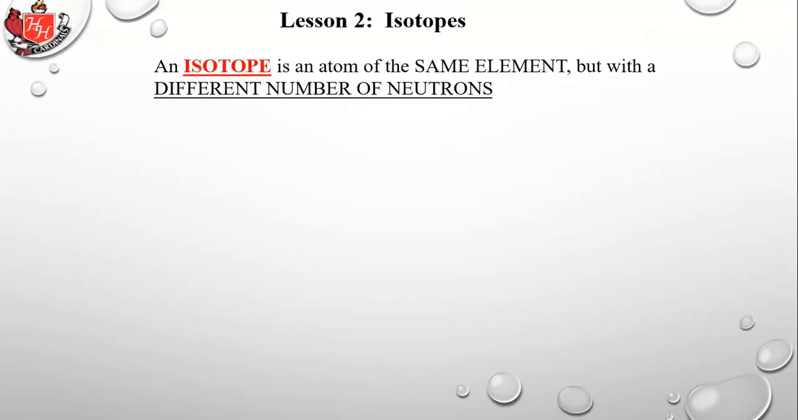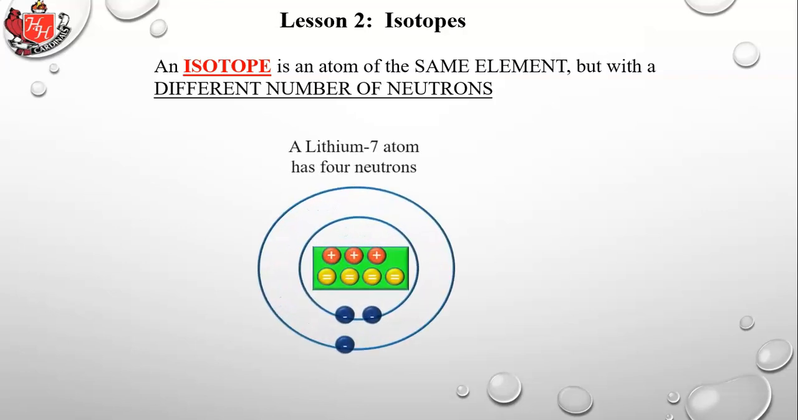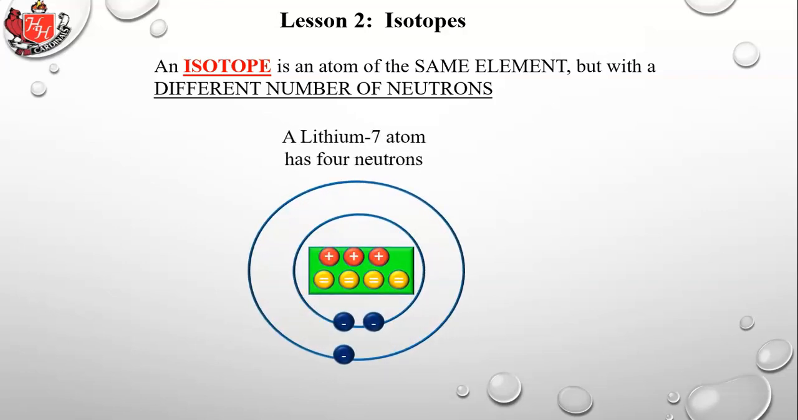An isotope is an atom of the same element but with a different number of neutrons. So this is a lithium-7 atom, and you're going to learn how to diagram an atom in just a few lessons. A lithium-7 atom has 4 neutrons. So the 7 means that it has 3 protons and 4 neutrons. It also has 3 electrons. It has to have the same number of negative charges, electrons, as positive charges, protons. But we're not interested in those right now for this part of the lesson.